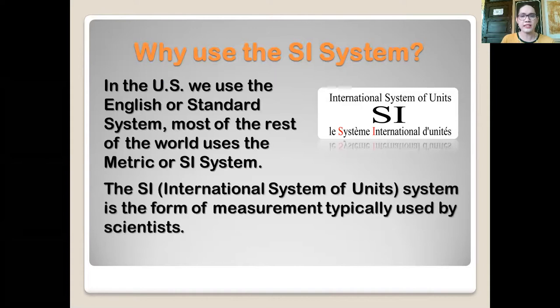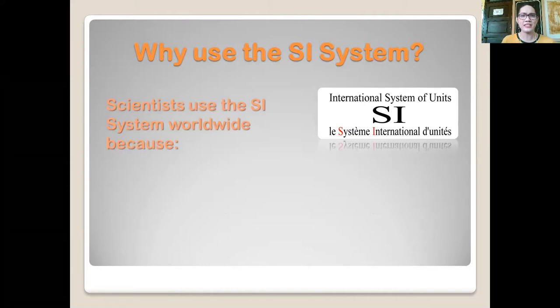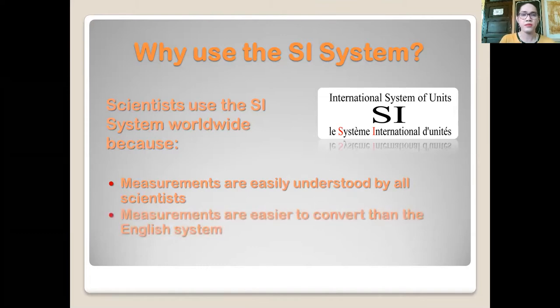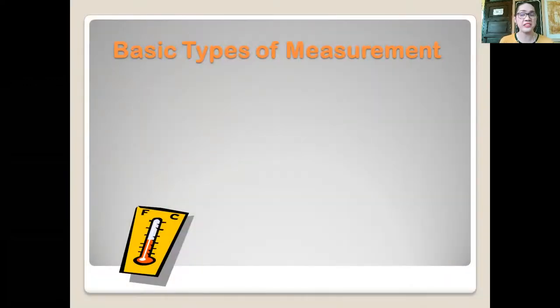The SI system is the form of measurement typically used by scientists. Please take note of that. Scientists use the SI system worldwide because measurements are easily understood by all scientists. Another reason is that measurements are easier to convert than in the English system, so it is also for convenience.